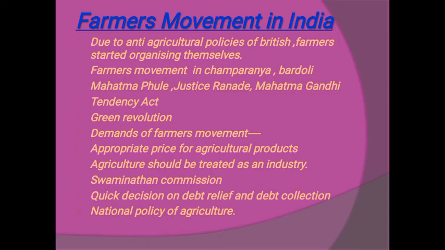Obviously, between the rich farmer and the poor farmer, the poor farmer will have to do something for their livelihood. An appropriate price for agricultural products, agriculture to be treated as an industry, implementation of the recommendations of the Swaminathan Commission, debt relief, debt cancellation, and a national policy for agriculture are some of the demands of the farmers movement. Shetkari Sanghatana, Bharatiya Kisan Union, All India Kisan Sabha are some important farmers organizations in India.